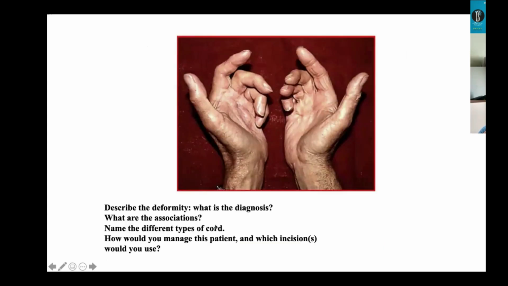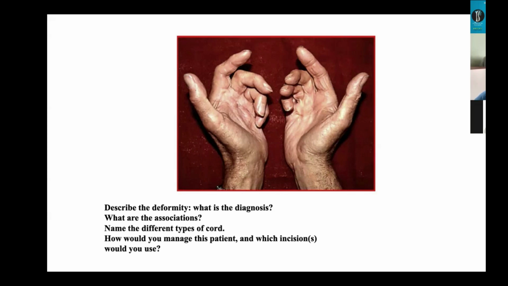Thank you, sir. A 78-year-old male patient came to your clinic, referred as GP, with this picture. Can you describe the deformity and tell me how you're going to manage? The clinical photograph of both hands and wrists is showing a flexion posture of the little, ring and middle fingers of both hands. This is consistent with Dupuytren contracture.